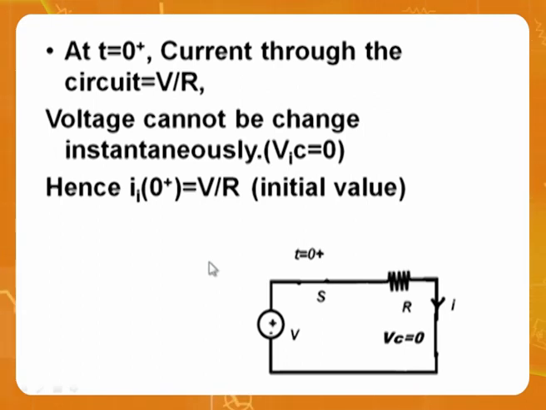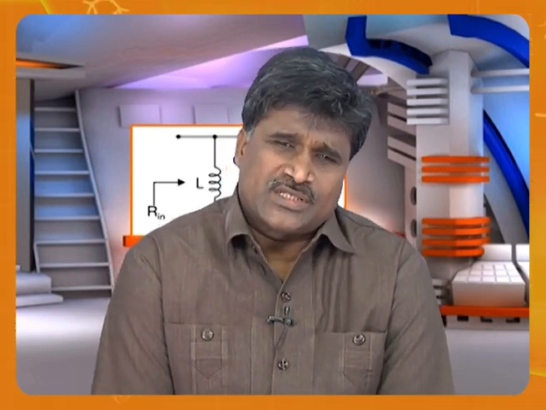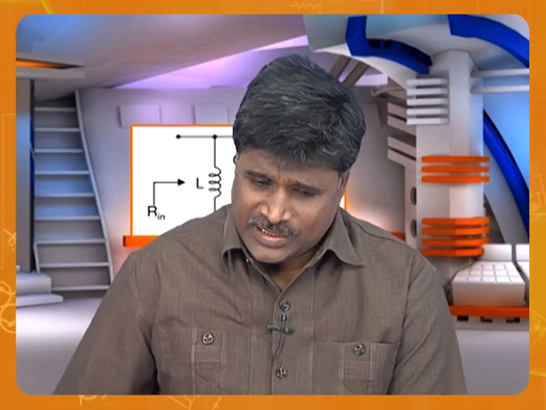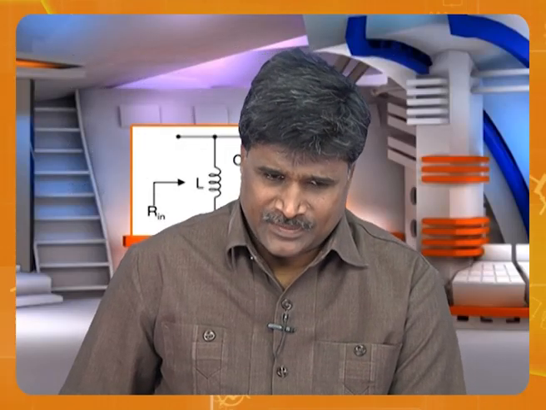Let me take the second version, T0 plus. That means the switch is closed. Look at here. Switch is closed, but what will happen to the capacitor? Capacitor cannot change its voltage instantaneously. When the capacitor cannot change its voltage instantaneously, it is still acting as a short circuit. Therefore, the current is V by R. So this is what is happening for the current.